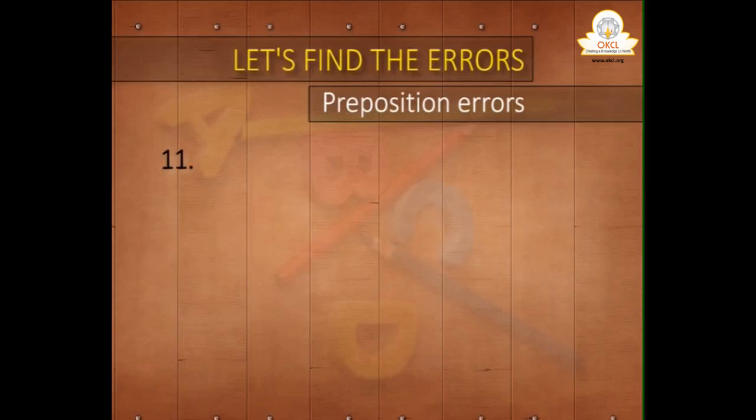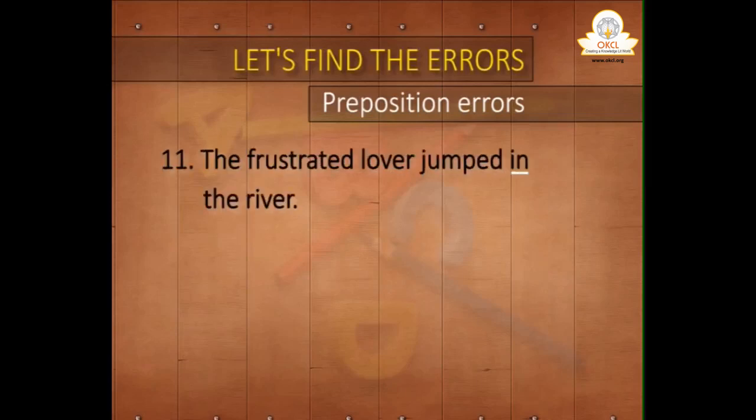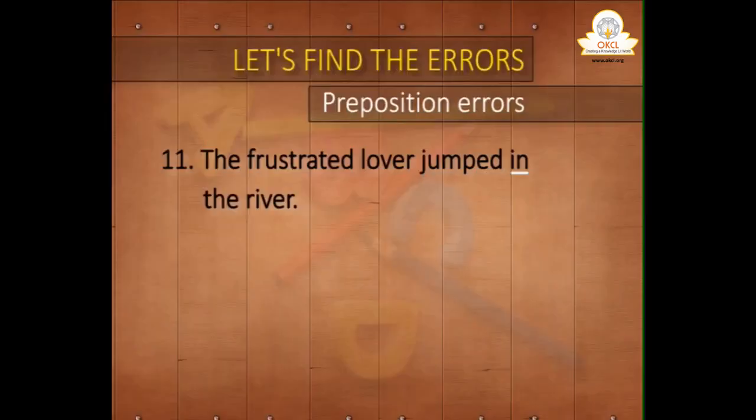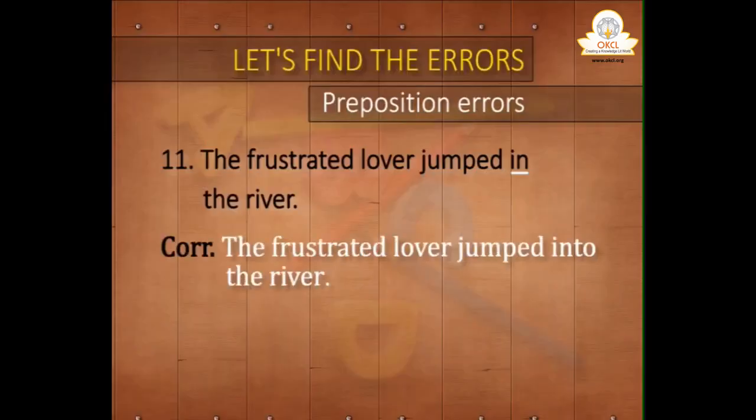Let's see what's next. The frustrated lover jumped in the river. Whenever there is a movement, it will take into. Like we discussed while reading prepositions separately, whenever you are going, moving, rushing, it is into. He is rushing into the room, he is going into. The moment he stops, it is in. So here, jump is an action, a movement. So we'll have to say, the frustrated lover jumped into the river.